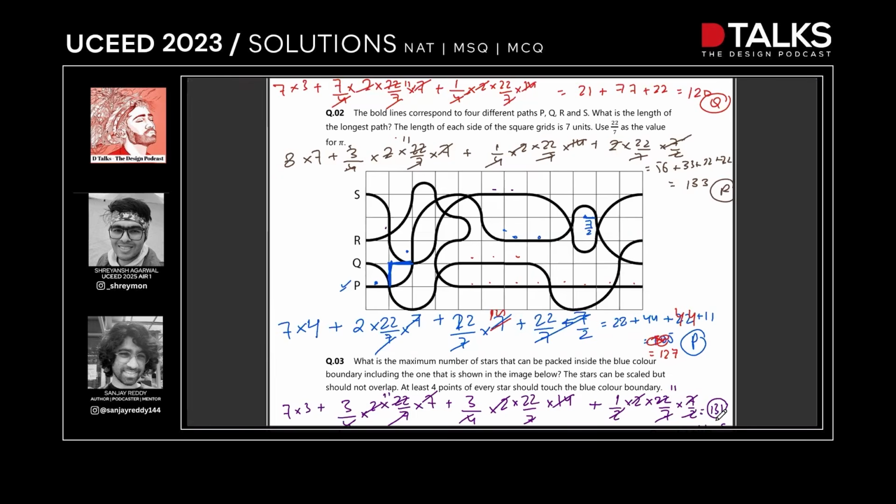So what is the length of the longest path? The length for the longest path is 133, which is r, and that is also the answer. Good, that comes in the range. So there's a range for this, 132.8 to 133.1, and we got the correct answer.